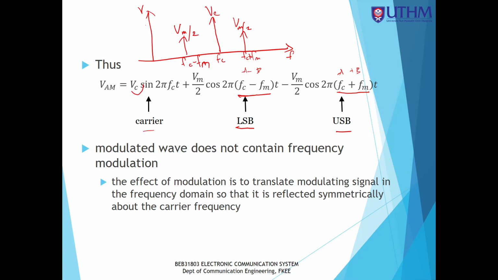So I take the amplitude Vc at frequency fc, the amplitude of the lower sideband located at fc minus fm, which is this one, and then the amplitude of the upper sideband, this one, located at fc plus fm. This is the upper sideband. So this drawing is what we call the frequency spectrum.